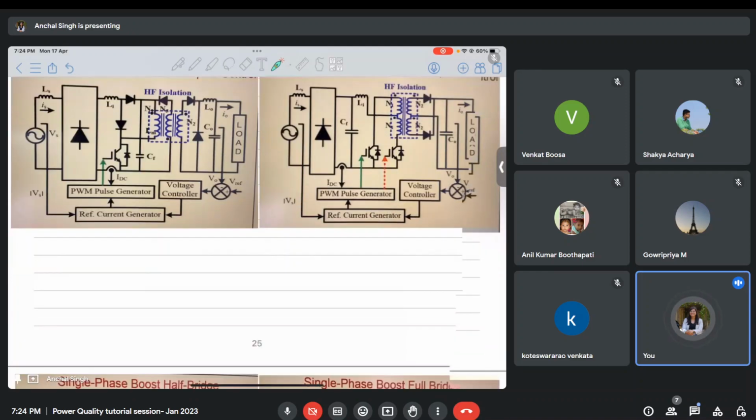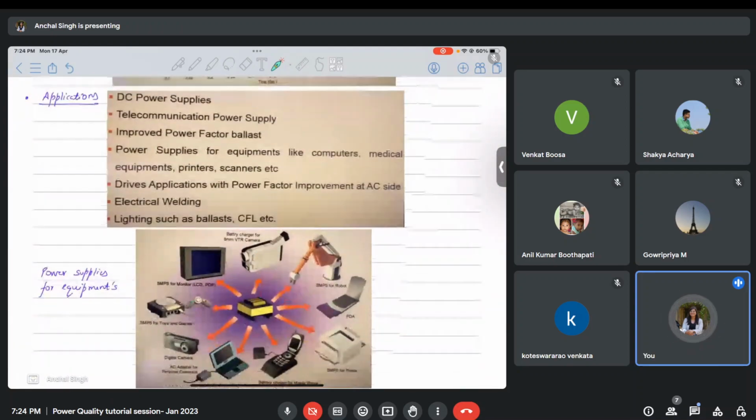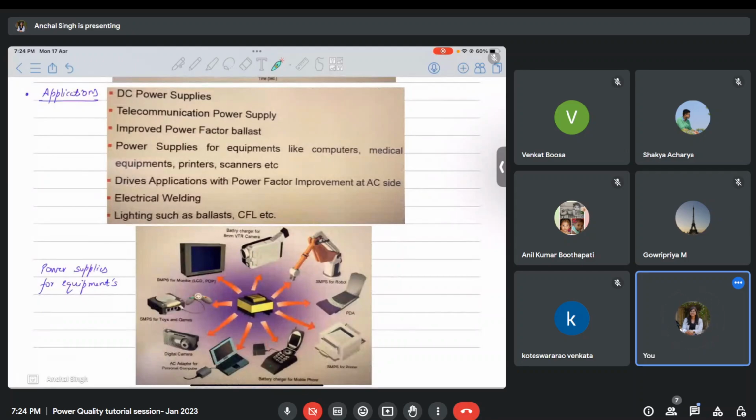These are again a few topologies with their control algorithms for isolation, and these are a few applications of these AC to DC converters where boost converters are present. So DC power supplies, telecommunication power supply, improved power factor ballast, power supply equipment for computers, medical equipment, printers, scanners, etc. Then drive applications for power factor improvement at the AC side, electrical welding, lighting such as CFLs, all these have boost converters inside them.